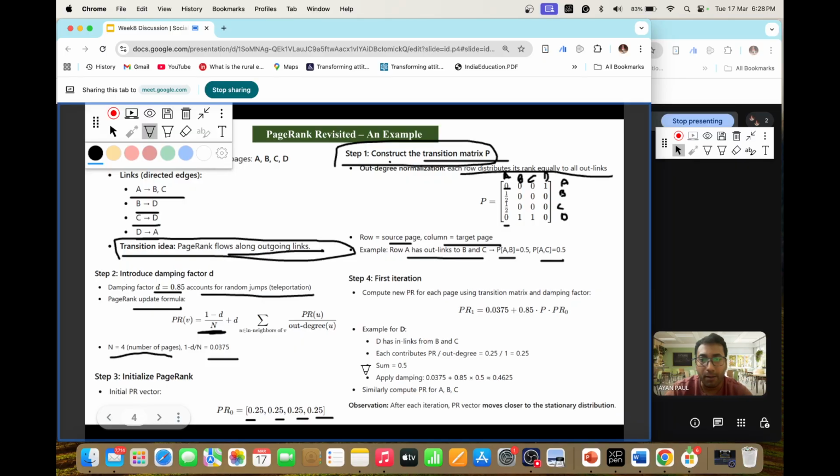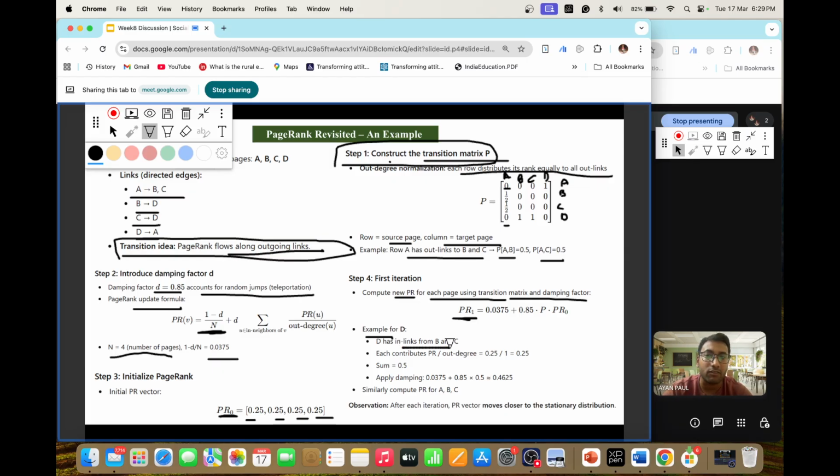Now step 4: compute the new page rank for each page using the transition matrix and the damping factor. We have to calculate this for each page in each iteration. This is PR0, the page rank at the 0th iteration. Now how can we get the page rank for the first iteration? Let's take an example of D. How do we get the page rank of the first iteration for D?